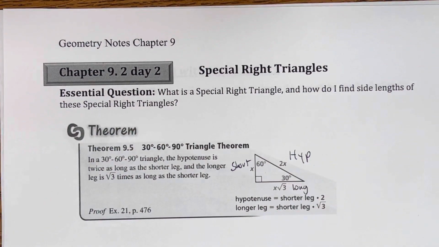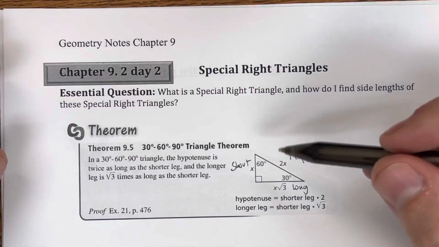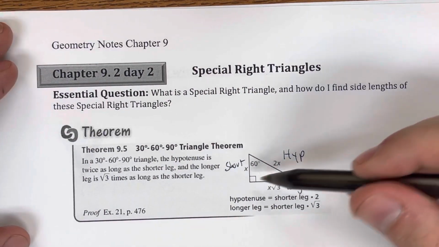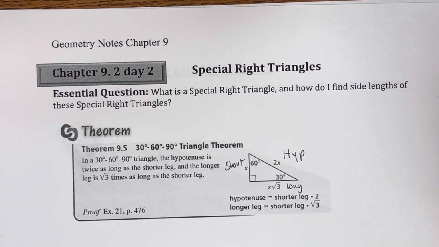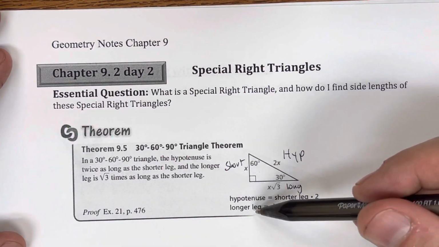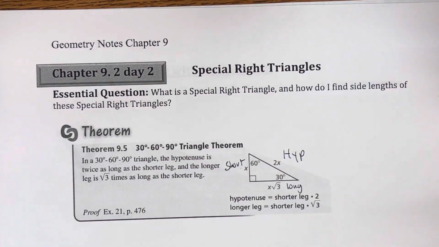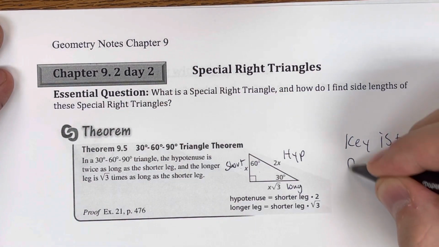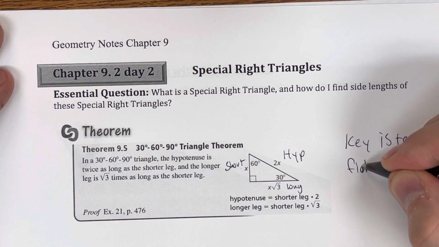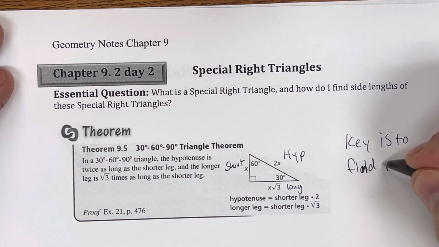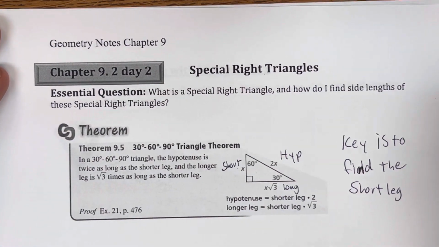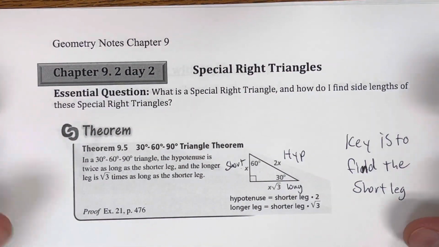Now this one's a little bit tougher because there's two formulas. The hypotenuse is equal to the short leg times 2. So double the short leg, that's the hypotenuse. That was easy. And the long leg is equal to the short leg times the square root of 3. So the key is to find the short leg. We've got to find the short leg first, all right?